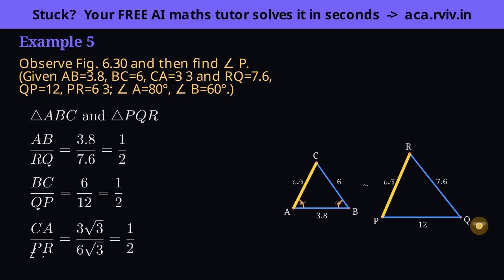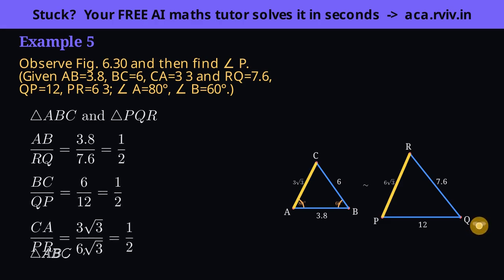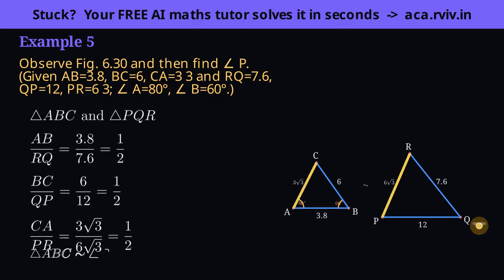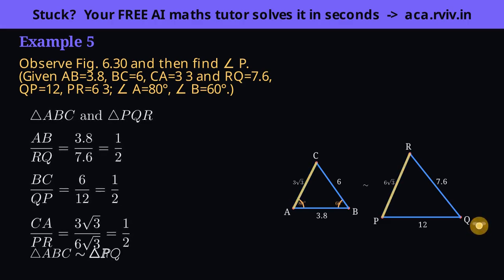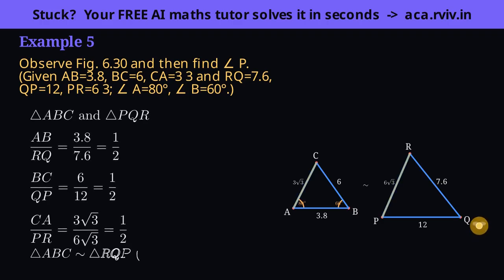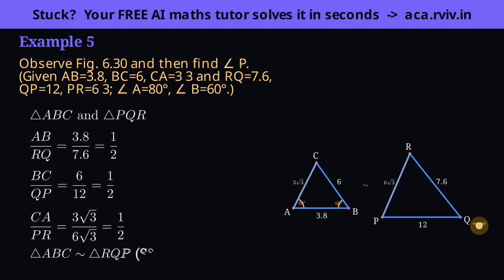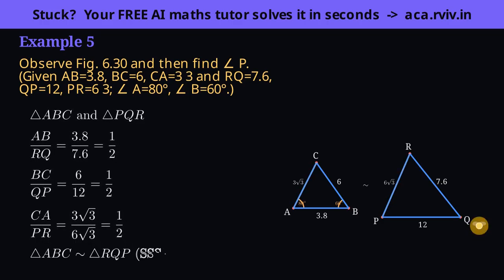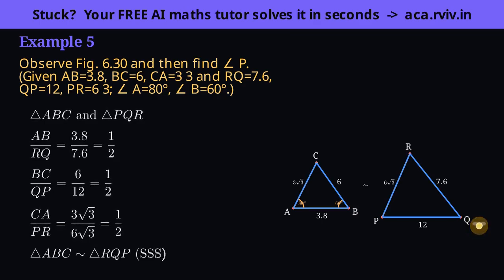3 equal side ratios is precisely the SSS similarity criterion. Same shape, scaled by 1/2. So the triangles are similar, and notice the letter order, ABC similar to RQP, is dictated by which sides we paired, A with R, B with Q, C with P.